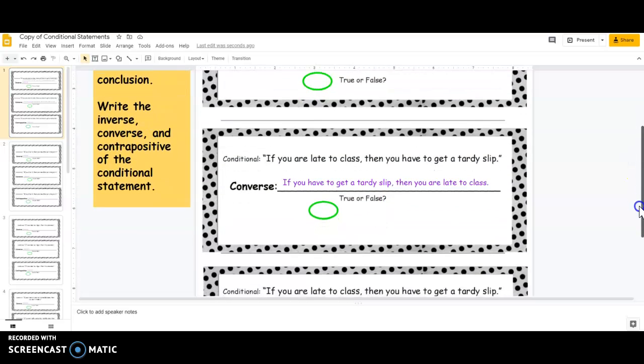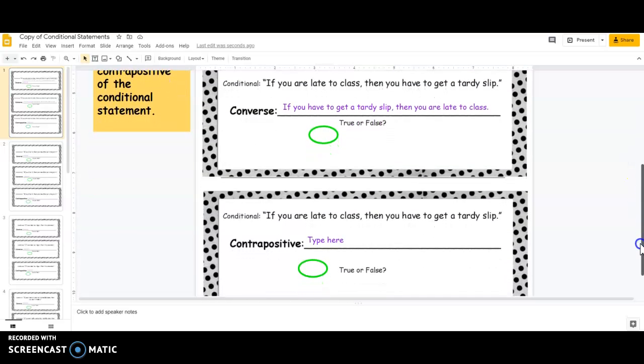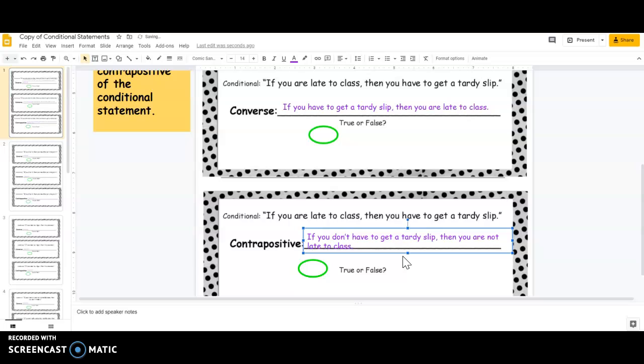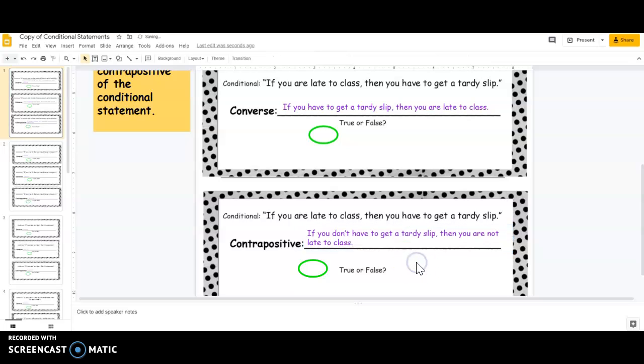And then my contrapositive kind of combines both of them. My contrapositive switches and negates it. So if you don't have to get a tardy slip, then you are not late to class. Okay. There is my contrapositive. If you don't have to get a tardy slip, then you are not late to class.